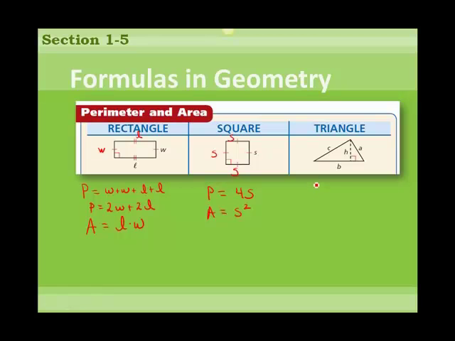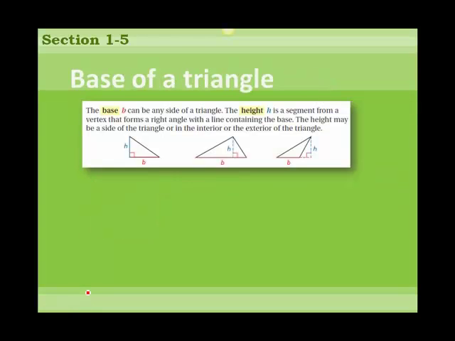For a triangle, the perimeter of this particular triangle would be A plus B plus C, and that's true for any triangle if you label the three sides A, B, and C. And then the area can be derived by making a triangle half of a rectangle, so it is 1/2 the base of the rectangle times the height of the rectangle. Now you can see here that the base B can be any side of the triangle, so it doesn't matter how the triangle is oriented.